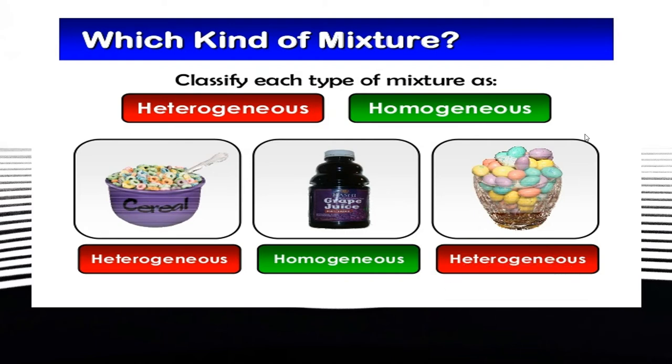So remember, heterogeneous and homogeneous are the two types of mixtures. Anytime you hear the word heterogeneous, that means those things are different. Anytime you hear homogeneous mixture or anything that's homogeneous, it means the same.